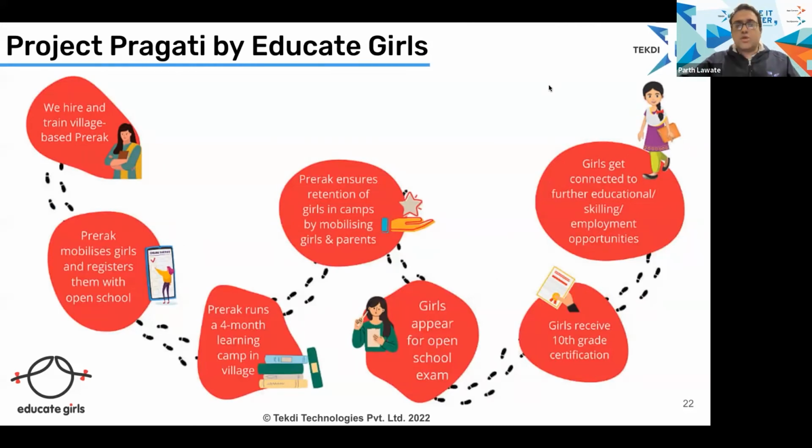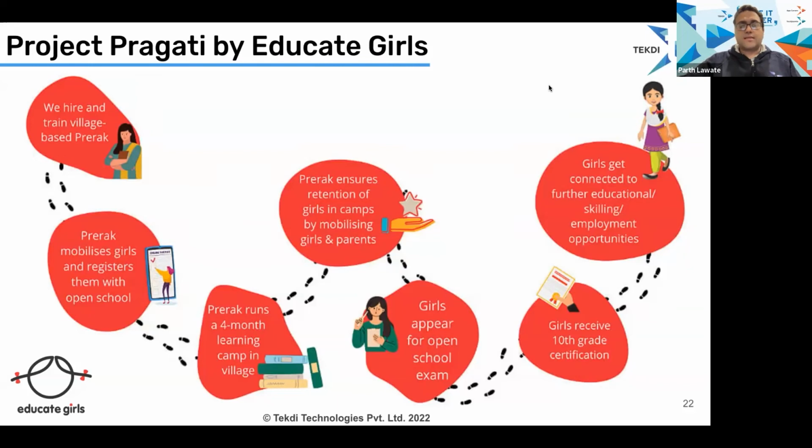This is a very interesting use case where what Educate Girls is trying to do is solve the problem where adolescent girls are not able to complete their 10th standard education, which results in them not getting good quality jobs, not being able to actually get the power of being able to finance their own needs. So the way we have tried to empower this program is by digitizing this process.